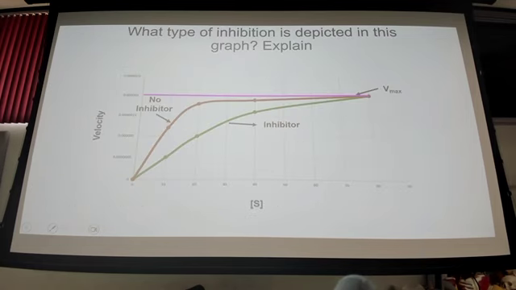So what type of inhibition is this? Competitive. Why? Vmax doesn't change, but what changes? And so the green line, what does this mean? What is the Km telling us in this green line? It doesn't like the substrate. Make sense?